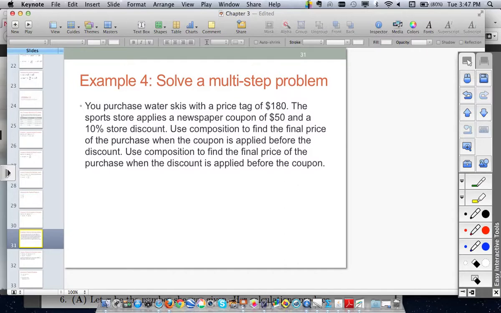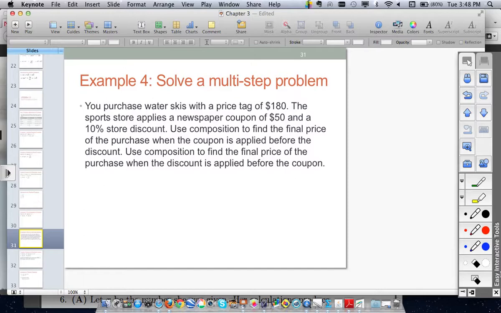The sports store applies a newspaper coupon of $50 and a 10% store coupon, or store discount. Use composition to find the final price of the purchase when the coupon is applied before the discount. Or use composition to find the final price of the purchase when the discount is applied before the coupon. So it's about the ordering of your discounts here. So let's take a look.